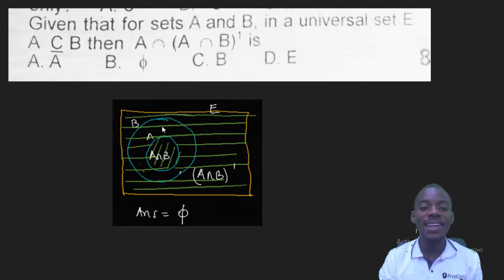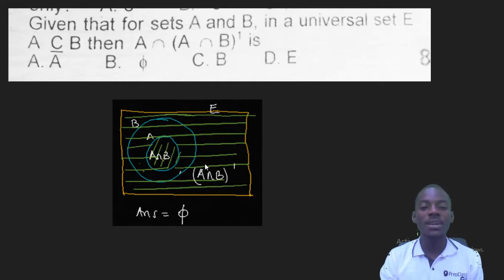Now complement means the one that is not part of A and B. So every other thing outside A and B that is not inside this circle where A and B meet is A and B complement. So every other thing in this picture outside this circle is A and B complement. Outside this A and B intersection circle is A and B complement. So A and B complement is everything here, all this area.